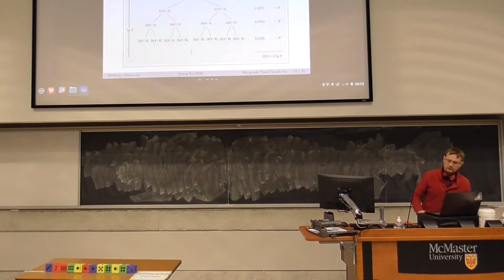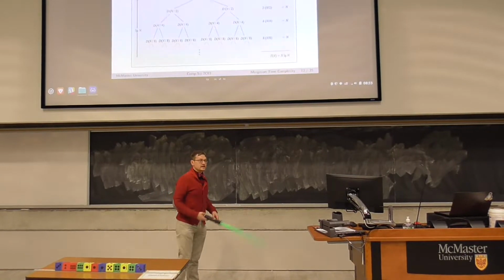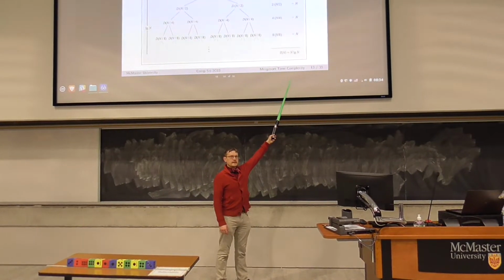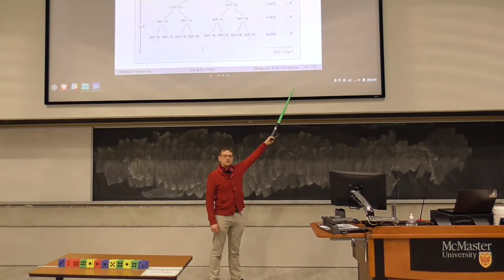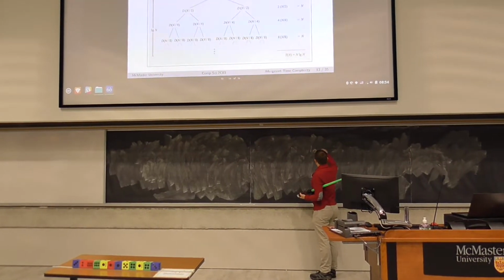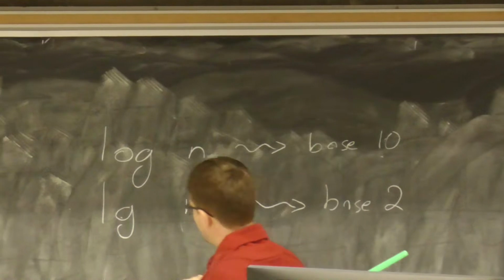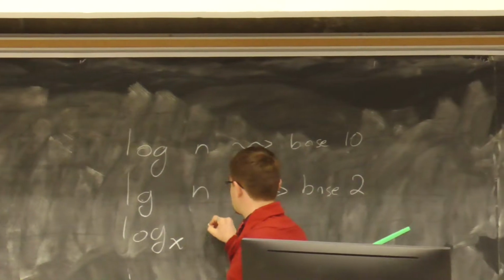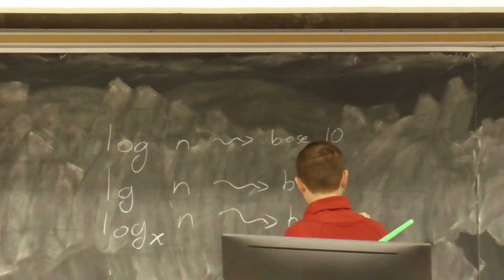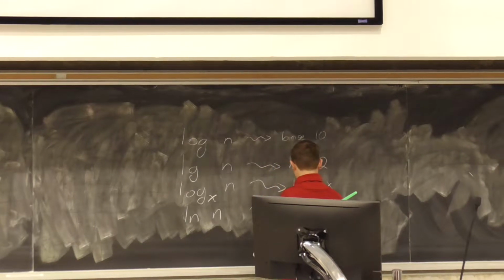I ran through the rough sketch of why merge sort is n log n yesterday, or Monday. Incidentally, anytime you see lg instead of log, that means it's the base 2 logarithm. Log n is base 10, right? lg n is base 2. Log with some subscripted x is base x. We're going to see that today. And of course, we're not going to use it in this course, but the natural logarithm ln n is base e. Quick logarithms review.